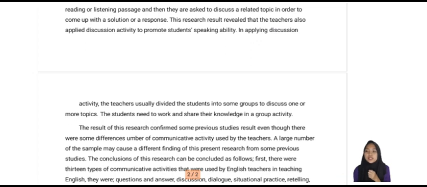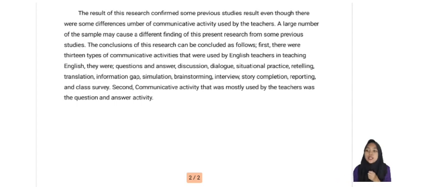First, there were 13 types of communicative activities that were used by English teachers in teaching English. They were question and answer, discussions, dialogue, situational practice, retelling, translation, information gap, simulations, brainstorming, interview, story completion, reporting, and class survey. Second, the communicative activity that was mostly used by the teacher was the question and answer activity.